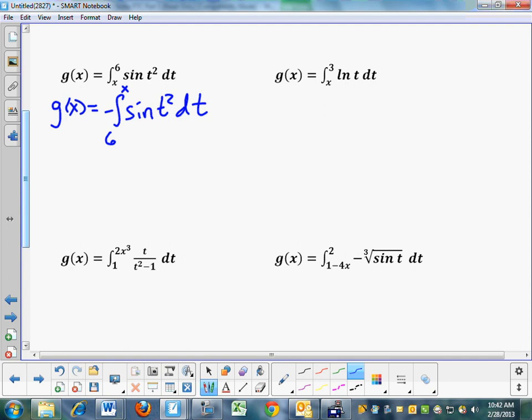So what happens is if you had the x on the bottom, it switches the value to negative. So we talked about that yesterday. Remember when Greta plugged it into the calculator and she got the negative value? That's what happens. So now I can plug it in and I get g prime of x is equal to negative sine of x squared. That's it.